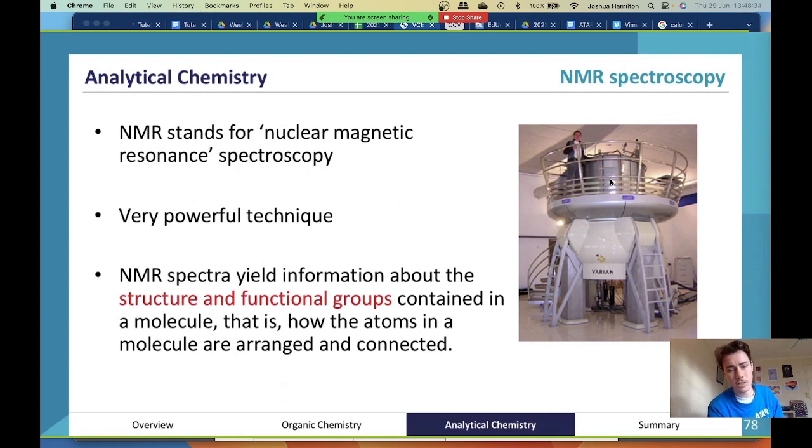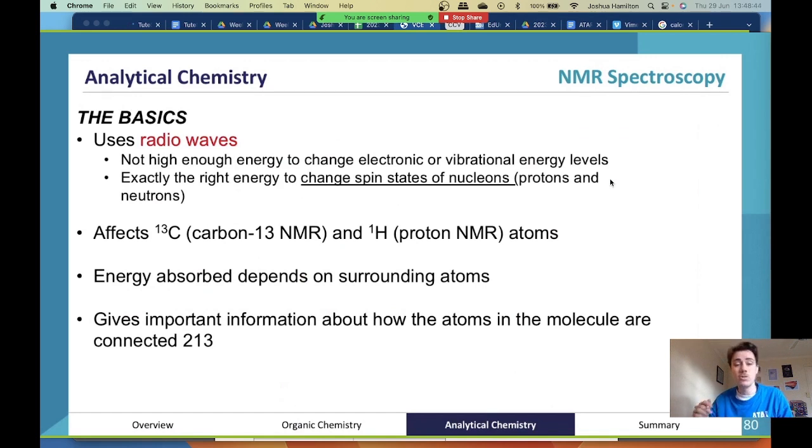It yields information about structure and functional groups. So you can also get functional groups from this, but it mainly tells you where the structure is, and it tells you about the arrangement of things. Now, the basics. It uses radio waves. It's not high enough energy to change electronic or vibrational states, but it's exactly the right amount of energy to change spin states of nucleons.